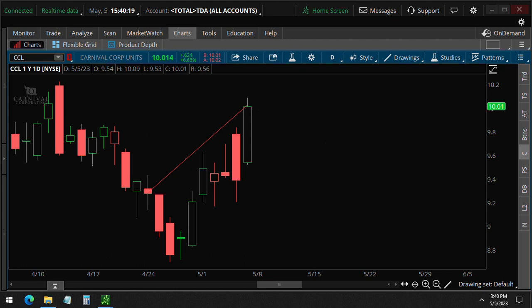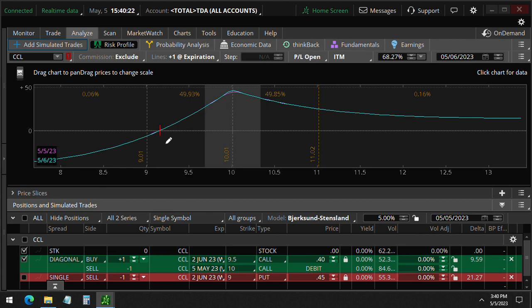But we surely cruised right to the max profit, right at that spot, right at that sweet spot of $10.